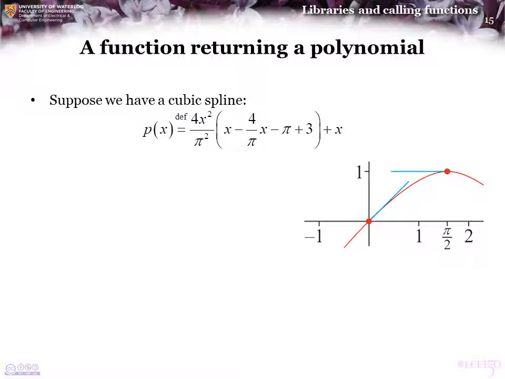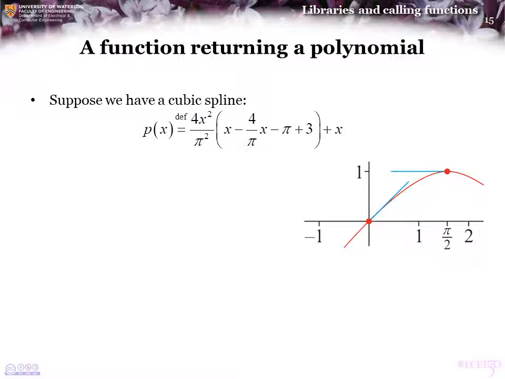When x is equal to pi over 2, the value of this cubic is 1, and the derivative at pi over 2 is 0. As you can see, at least on the interval from 1 to pi over 2, this cubic spline actually does look a lot like the sine function, which has those same properties.